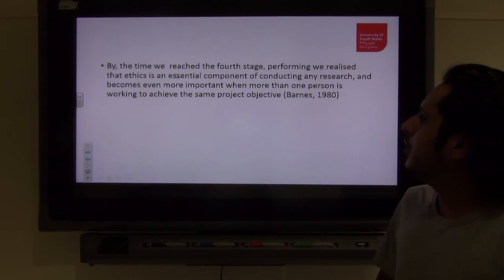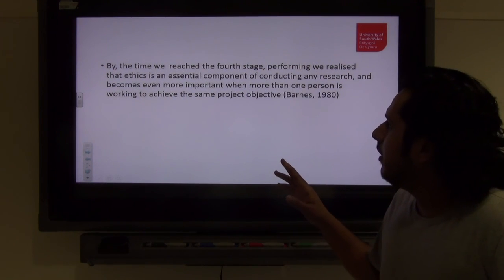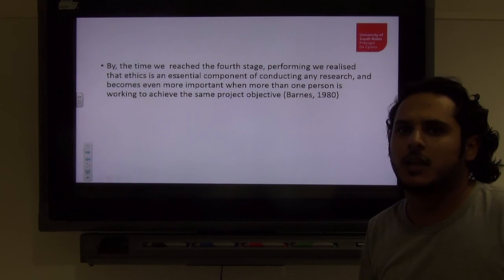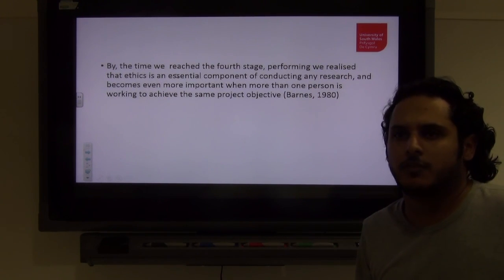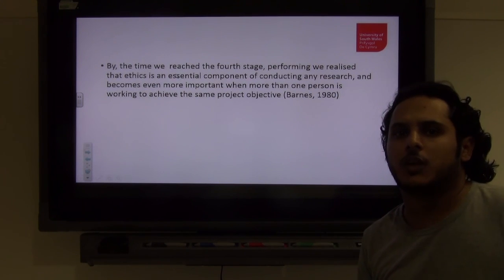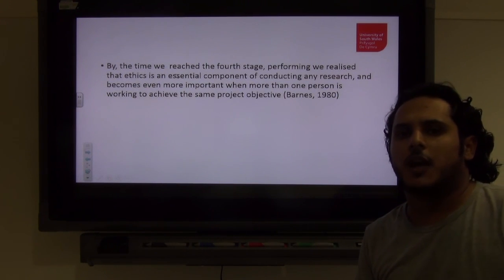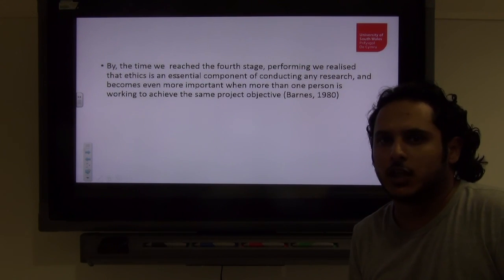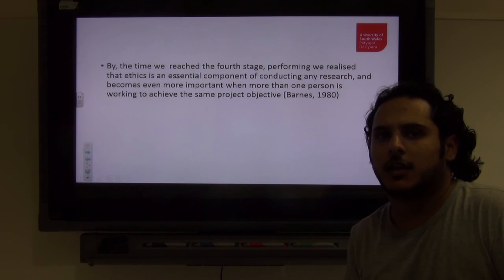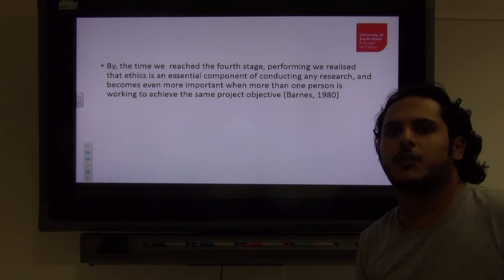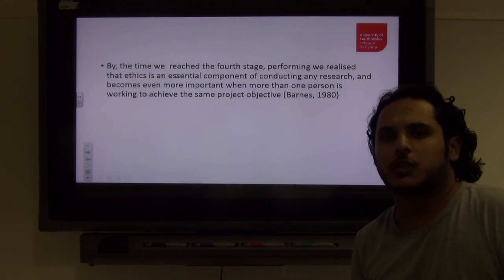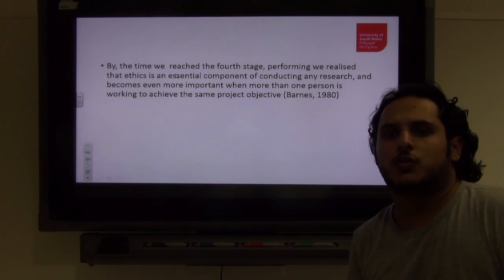By the time we reach the fourth stage, performing, we realize that ethics is central to conducting any research and becomes even more important when more than one person is working to achieve the same project objective.